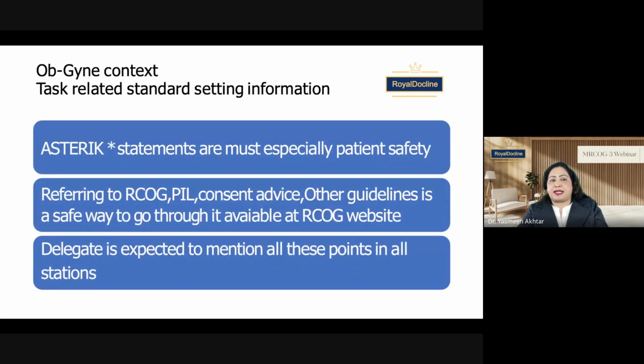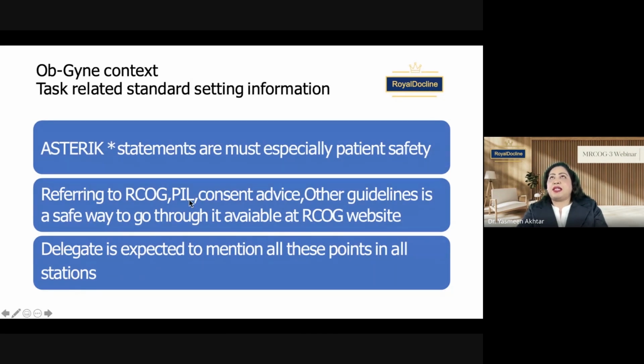In the OBGYN context, the asterisk statements are a must, especially patient safety. This is what I told you before. Then referring to the RCOG patient information leaflets, consent advice, and other guidelines is a safe way to go. They are all available on the RCOG website. To pass this part of your exam, the OBGYN part, it's easy by going through the guidelines, the patient information leaflets, and consent advice. The delegate is expected to mention all these points in all stations, right?